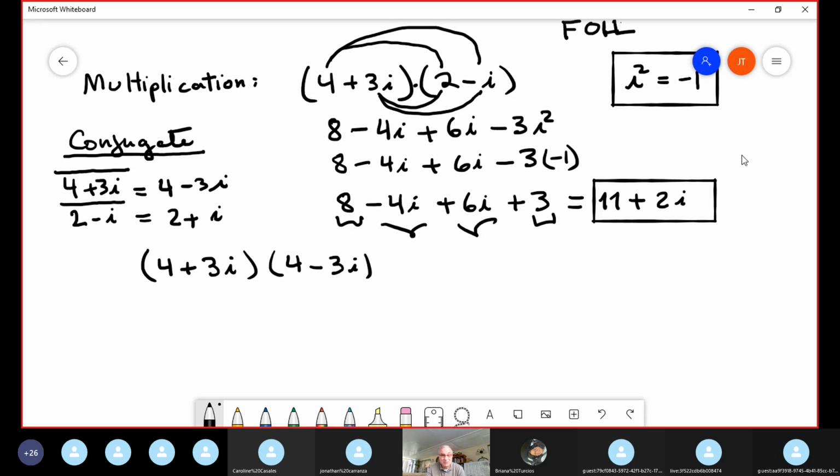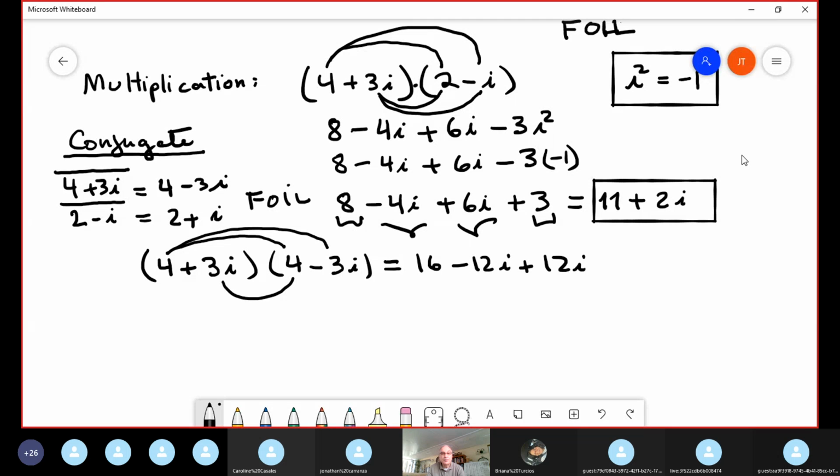Let me try to do exactly the same. FOIL. You multiply 4 times 4, 16. 4 times minus 3i is minus 12i. 3i times 4 is plus 12i. And 3i times minus 3i is minus 9i squared. So something interesting and amazing happened. The i disappeared. Always.